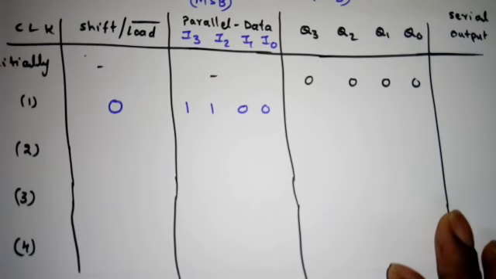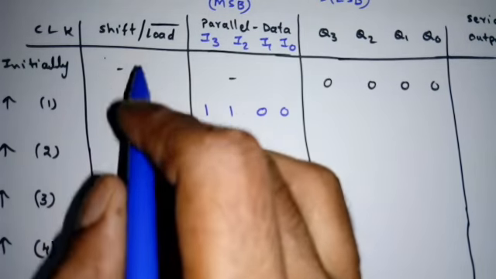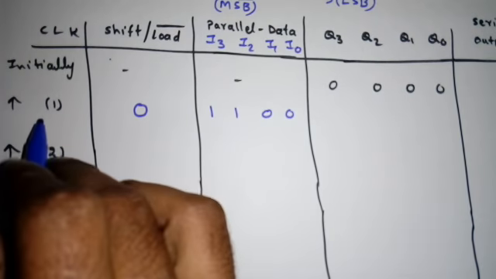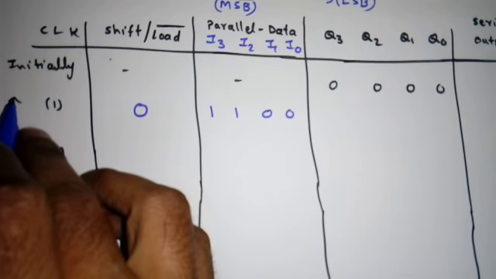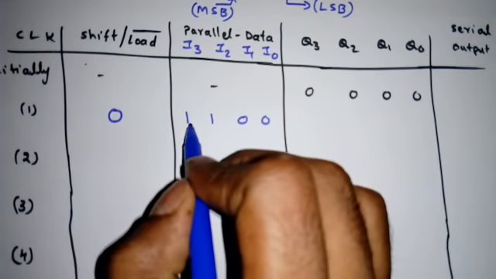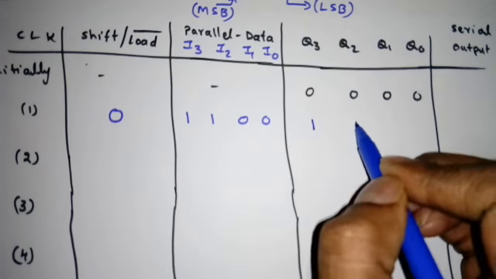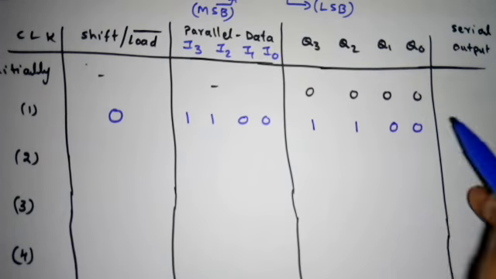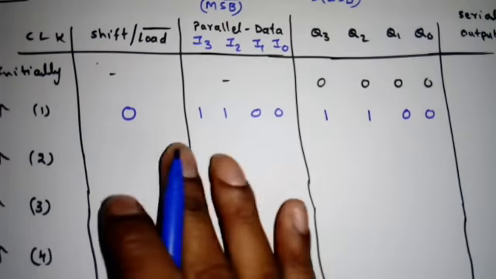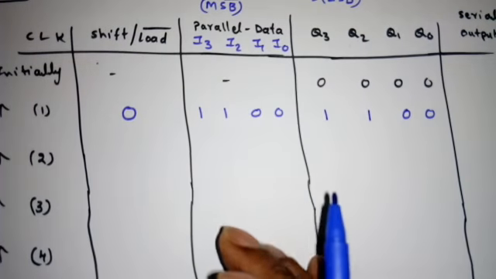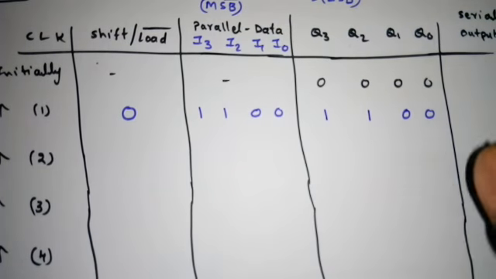That we will see here. So 1100 and shift or load bar is equal to 0. We applied the clock, that is a positive edge, that's why the arrow is upward. So the moment we apply the clock, this will be simply loaded in this register. So 1100, loading is over. Next, what is the next step? We have to shift the data serially out.